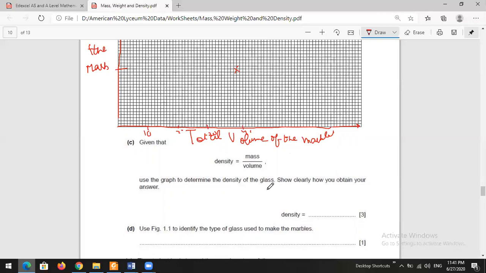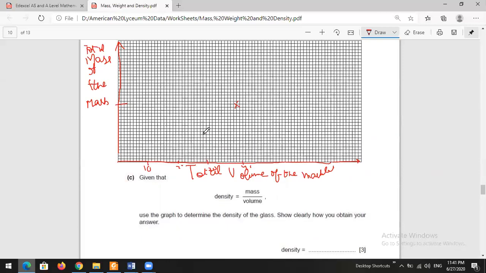Given that density is equal to mass over volume, use your graph to determine the density of the glass. So we have to find the density. It is very easy. You just have to take the gradient of the graph, because we know that along the y-axis it is mass and along the x-axis is volume. So the gradient gives you density. Obviously it would be a straight line. So we will take 2 points and then find the gradient of that graph.